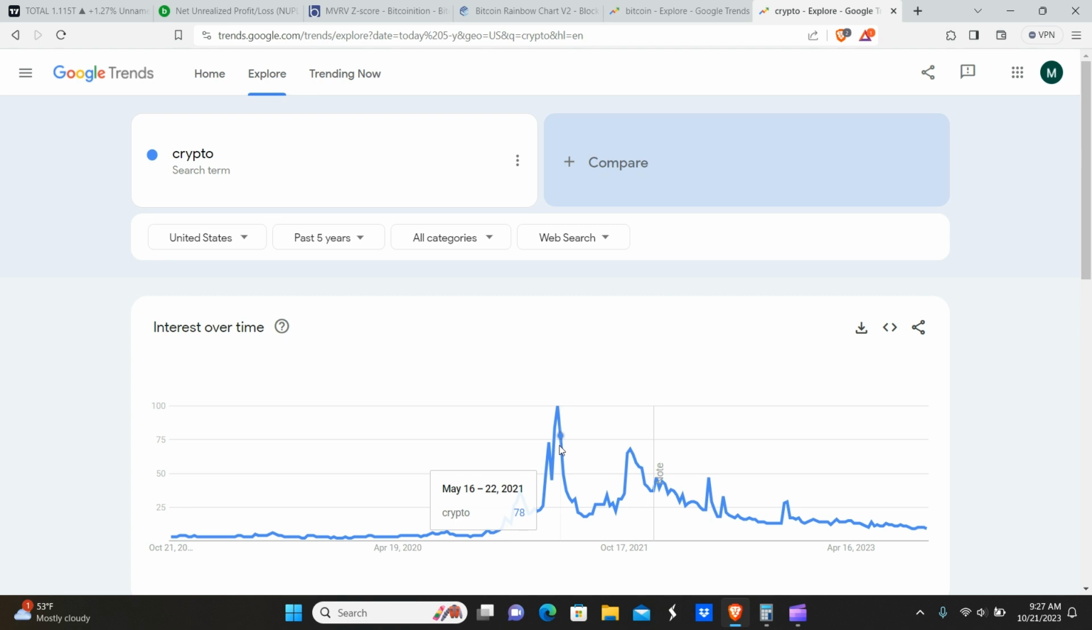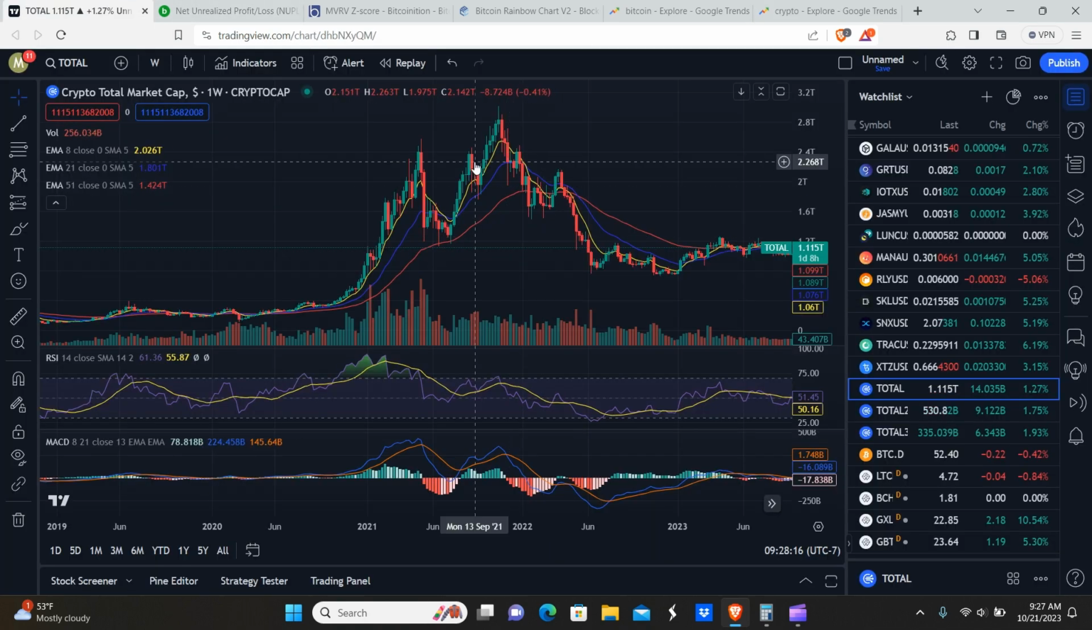Sorry guys, I'm having a really hard time trying to get this thing to work. So April and May of 2021. As you guys can see here, here's the peaks in April and May of 2021. That was a pretty strong indication to get out.